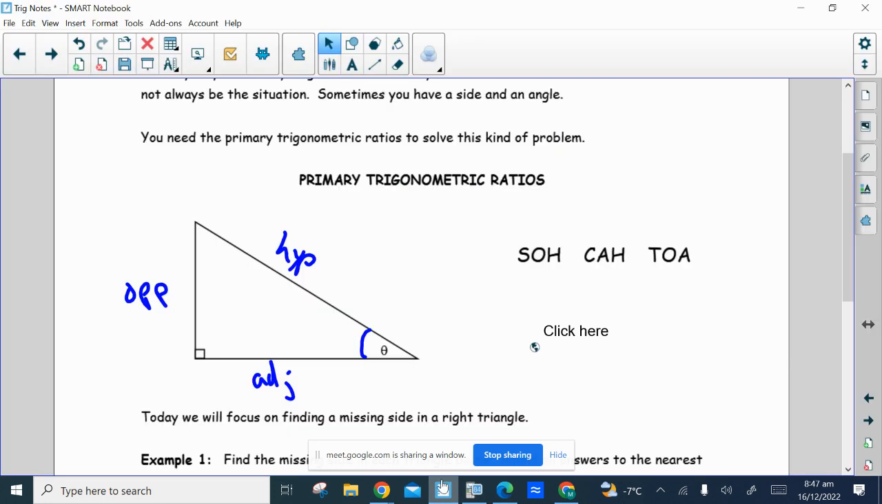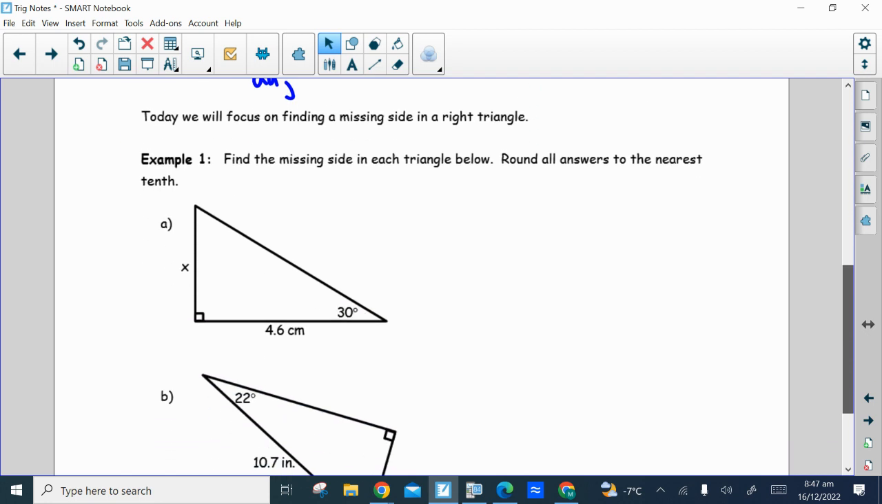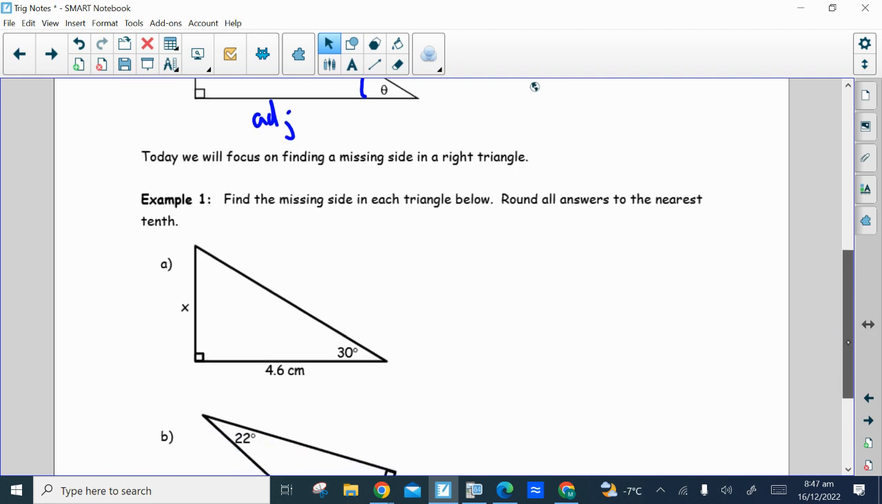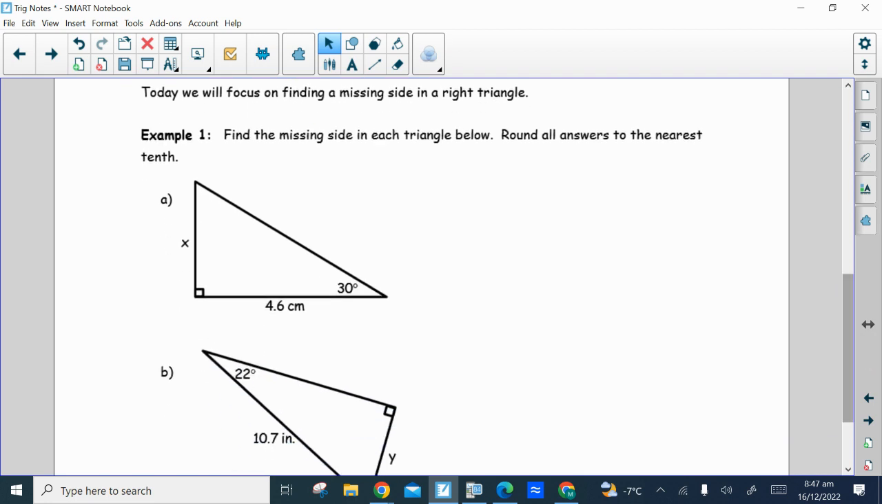So in that example, he solved the triangle, found all missing sides, all missing angles. We will see questions like that eventually, but for now, we're just going to find one missing side. That's what we're going to look at today. So the example says, find the missing side in each triangle below, round to the nearest tenth. So you can see in that first one, we want to find the value of x. What is that side? How long is it? We're given the bottom of the triangle, the base is 4.6 centimeters. We're given this angle here to be 30 degrees.